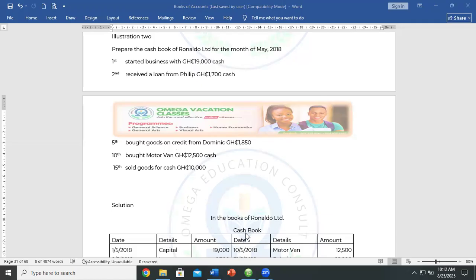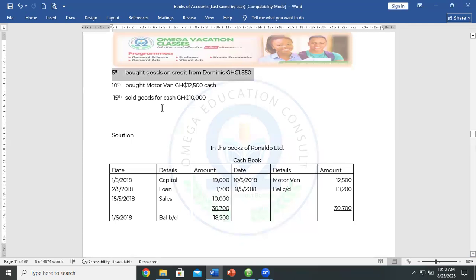So you have your cash book here, right? The first transaction, which is 1st May 2018. So that was started business. And you know that anytime you start business, the details will be capital. So 1st May 2018, capital, we put the amount there. And that's a debit because it's a receipt. The second was on the 2nd of May 2018. That's the loan from Philip. We received the loan. So you put the date, the details will be loan, and the amount is written there, 1,700.